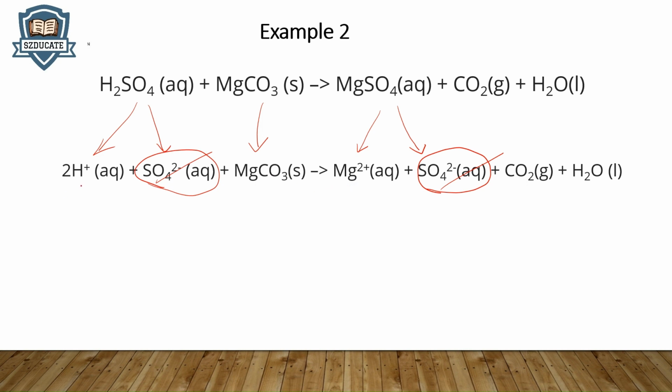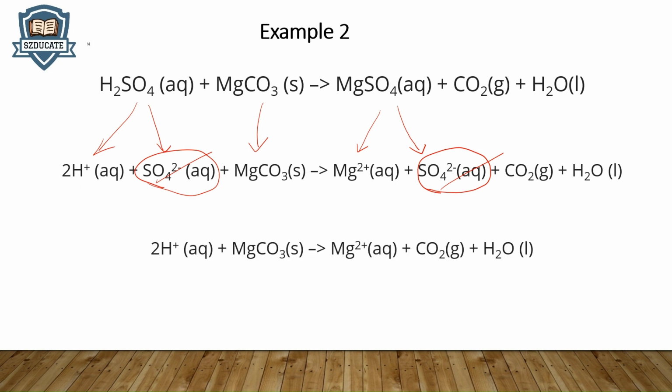Same for the H+. So now we just bring down the rest. We're going to have 2H+ (aq) + MgCO3 (s) → Mg2+ (aq) + CO2 + H2O. Okay, there's nothing that we can combine, so this is our ionic equation. Now, if I'm too fast, just pause, try on your own.